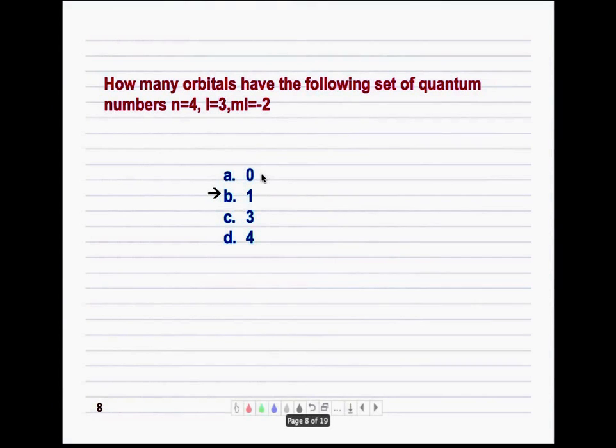How many orbitals have the following set of quantum numbers?